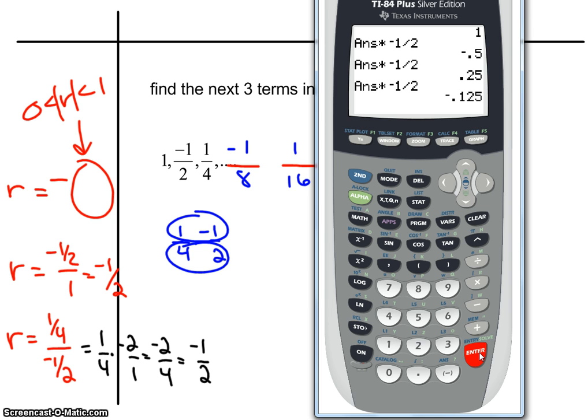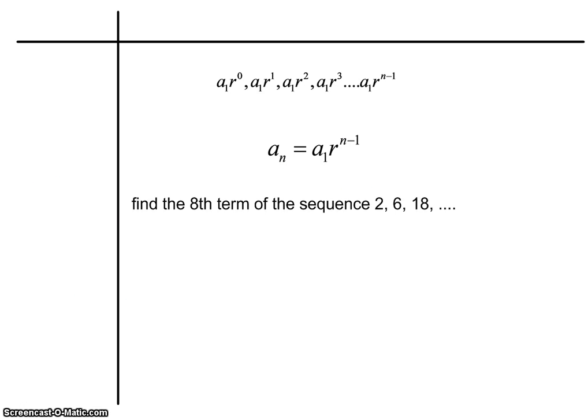Okay, and so I get to -0.125, which is my -1/8. There's my 1/16. And if I'm not sure if that's -1/32, I can check it by changing it into a fraction again, and it is. So you're going to want to be able to make use of your calculator with your geometric sequence and series information.